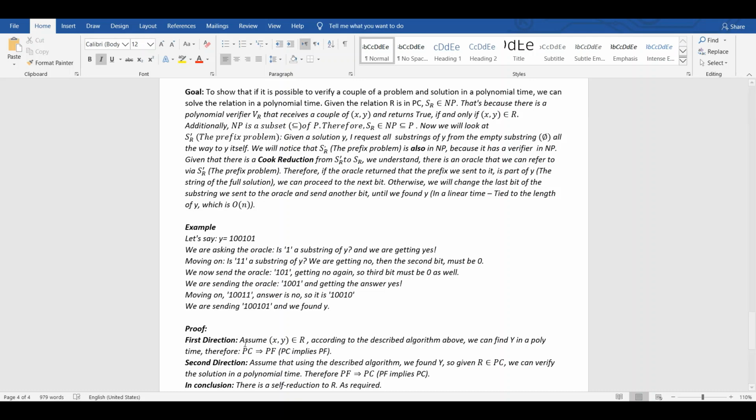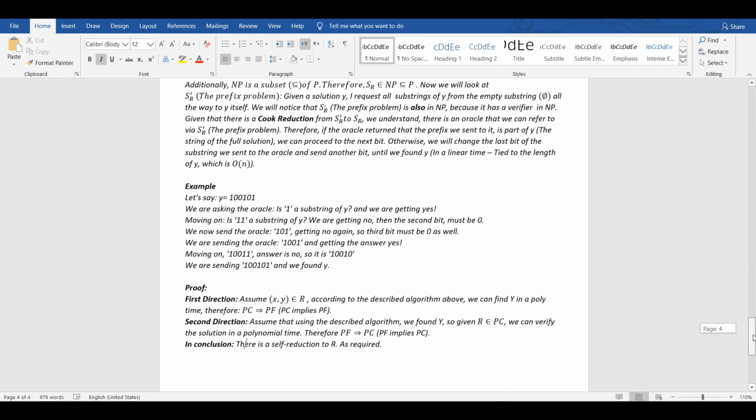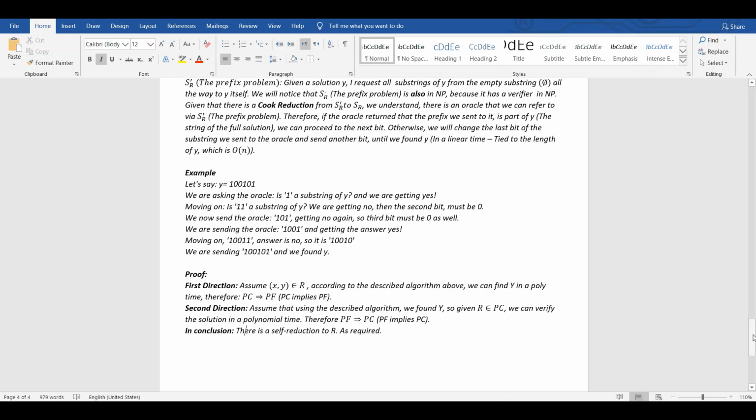Okay, so here is the proof. Assume that x and y are indeed a couple in R. According to the described algorithm above, we can find y in polynomial time. Therefore, PC implies PF. Second direction. Assume that using the described algorithm, we found y. So given R in PC, we can verify the solution in polynomial time. Therefore, PF implies PC. That's great. In conclusion, there is a self-reduction for R as required.